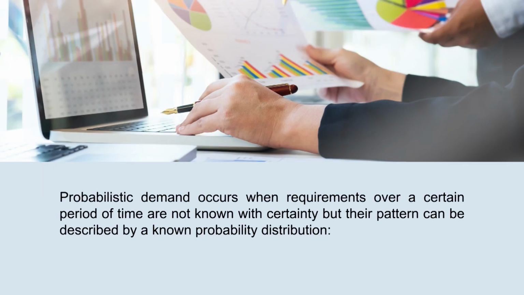Probabilistic demand occurs when the requirement for a certain period of time is not known. It means we don't know what the demand will be after one year. It may vary with seasonal variations, or social, political and financial variations. So this demand will be described by a known probability distribution.